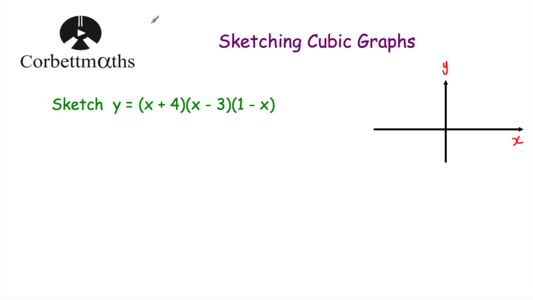So that means it's going to come down, reach a minimum point, come back up again, and then come down again. Okay, so that's the shape of this graph. It's going to come down, reach a minimum point, come back up, reach a maximum point, and then come down again. So that's the shape.